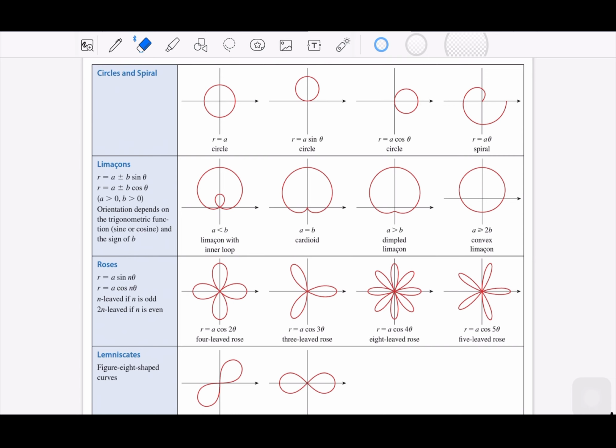This is all for cosine. For sine, the starting point will be different. The sine 2 theta will be here, there, there, and there. That's for sine, but how the sine develops is similar to the cosine.